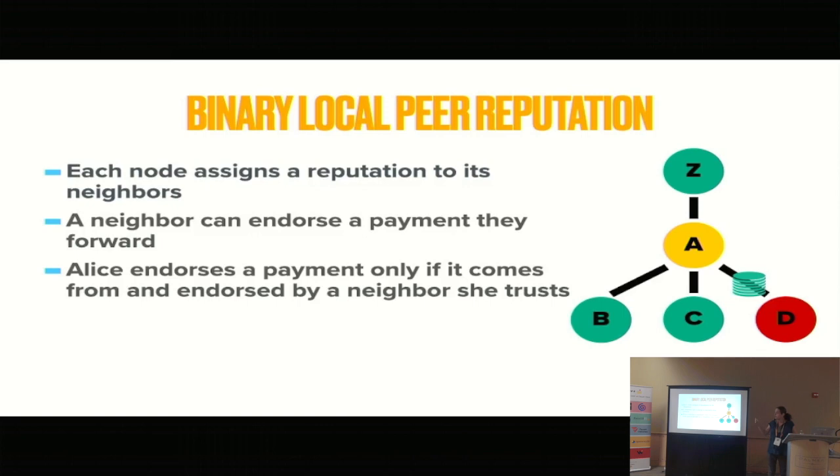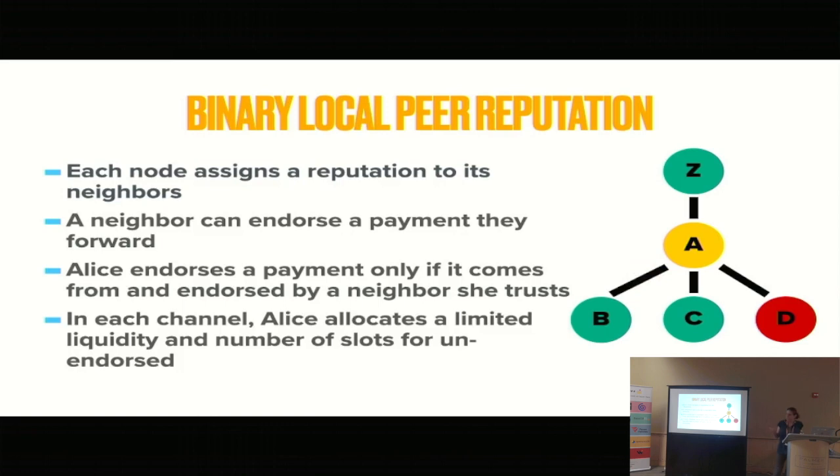Also, David could offer this, and if Alice doesn't have enough liquidity or slots, she might fail it. Similarly, if Bob gives her something unendorsed, maybe she will forward it unendorsed, or maybe she'll just fail it, okay? And it's important to note that the allocation of resources is per channel, so everything was examined in light of her channel with Zoe, okay?